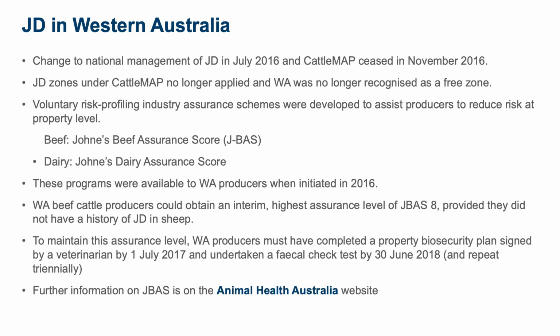When JBAS first began, WA beef producers with no history of JD in sheep on their property could obtain an interim JBAS score of 8, but this was conditional upon completing a vet-approved biosecurity plan by July of 2017 and undertaking a check test by July of 2018. If producers didn't do both in the required timeframes and had no history of JD in sheep at that time, their JBAS score would have reduced to 6. Further information on JBAS is located on the Animal Health Australia website.